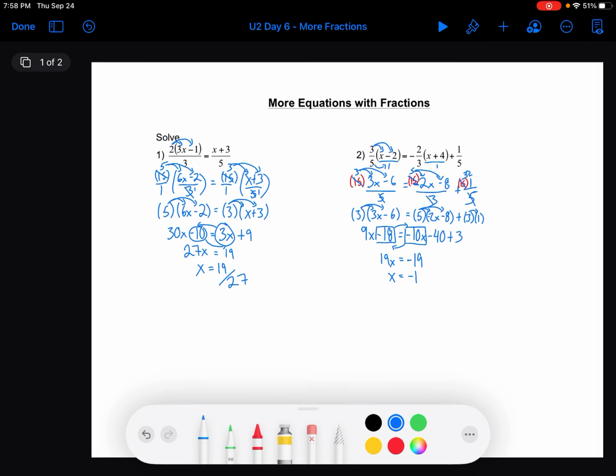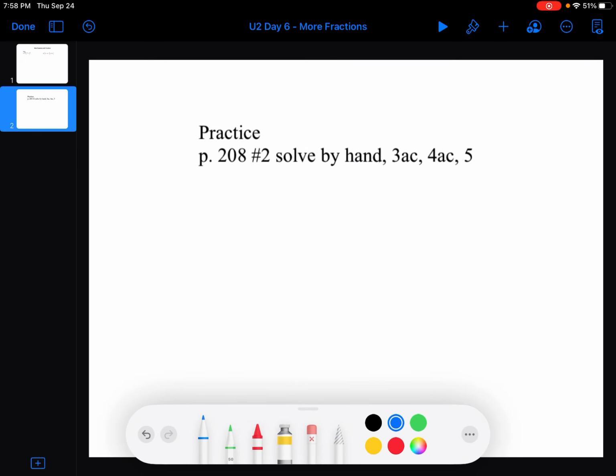Okay, so here are some more questions with fractions.